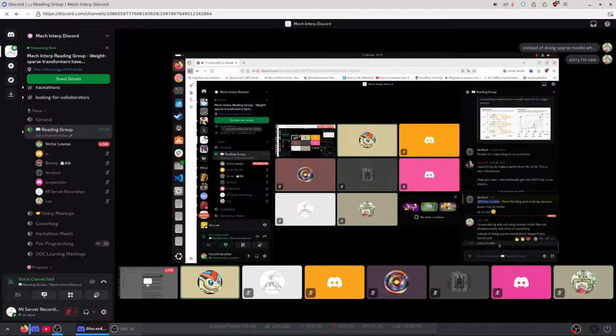Naysay, or however the username is pronounced, is wondering why not use a normal model and then do dimensional resolution. I mean, that's kind of already done. It's like sparse encoders. I guess sparse encoders are not sparse in these ways, in that you're not doing sparsity in the connections or something.